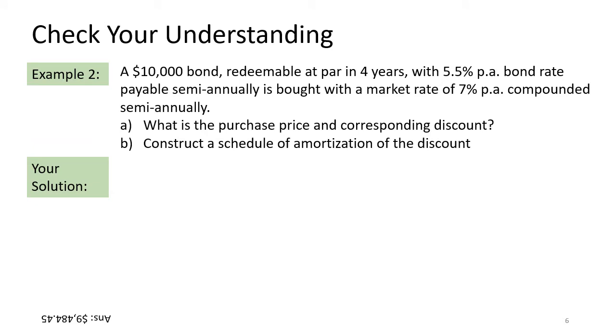Okay, so let's look at a second example using a bond schedule. A $10,000 bond redeemable at par in 4 years with a 5.5% bond rate payable semi-annually is bought with a market rate of 7% per annum compounded semi-annually. So part A is what is the purchase price and corresponding discount. And part B, construct a schedule of amortization of the discount. In other words, a bond schedule.